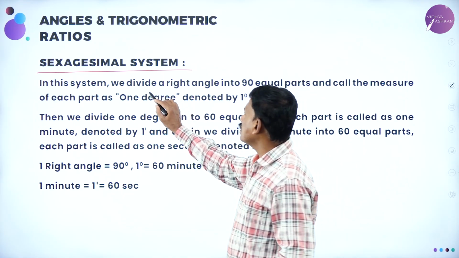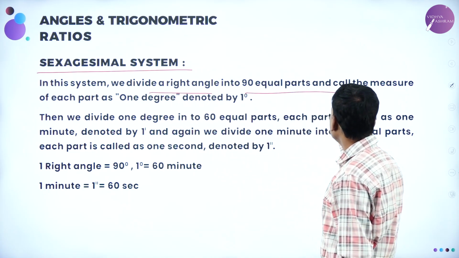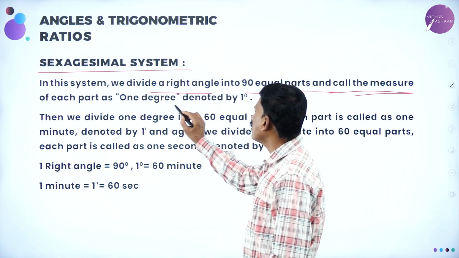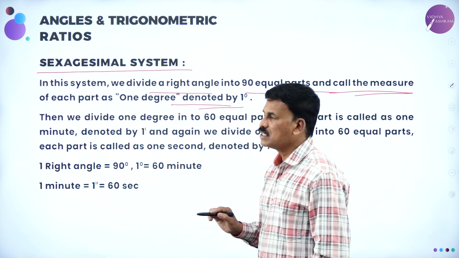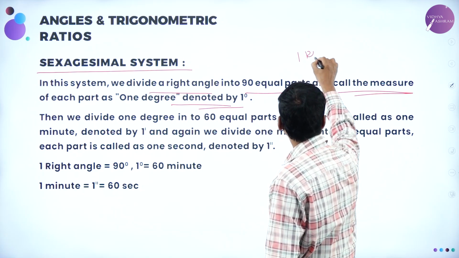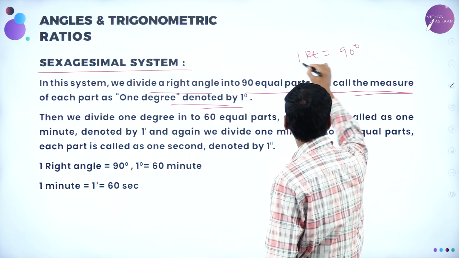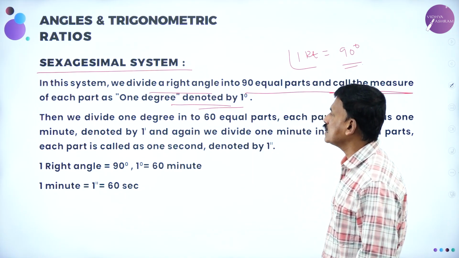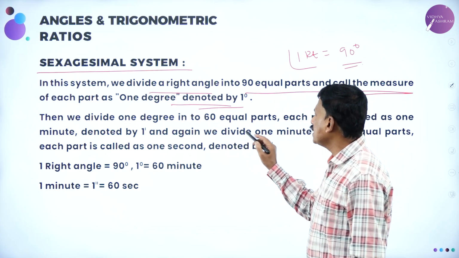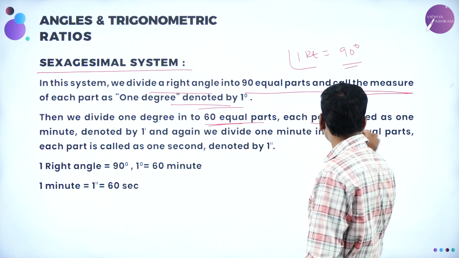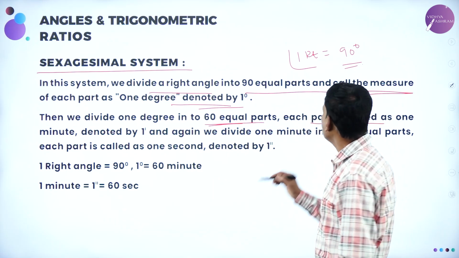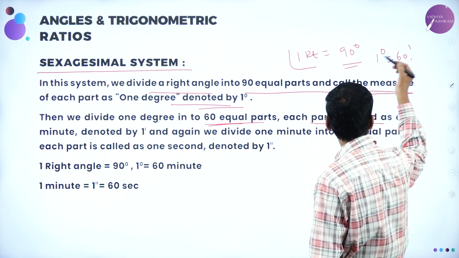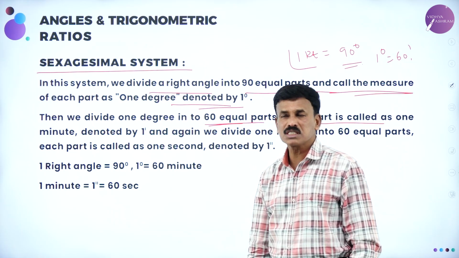So, in this system we divide a right angle into 90 equal parts and each part is called a degree, denoted as 1 degree. One right angle is equal to 90 degrees. Then we divide 1 degree into 60 equal parts and each part is called a minute. So, 1 degree is equal to 60 minutes.